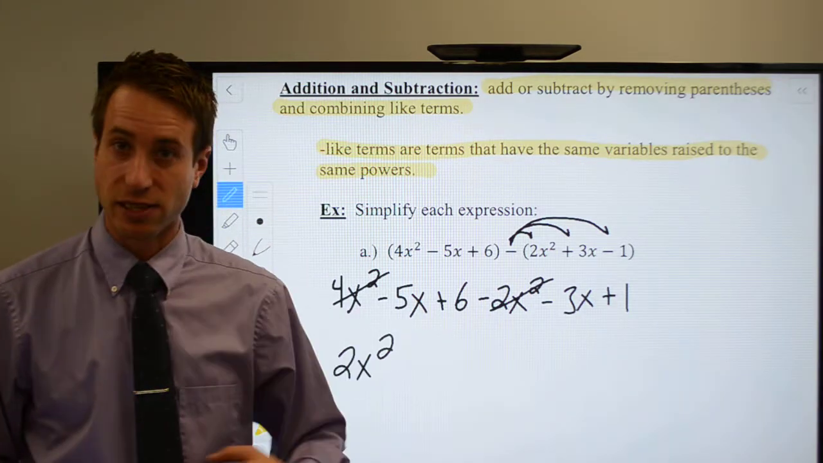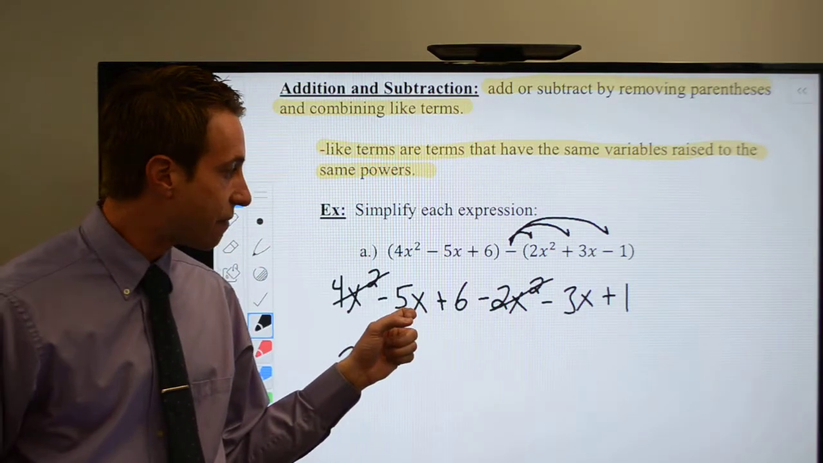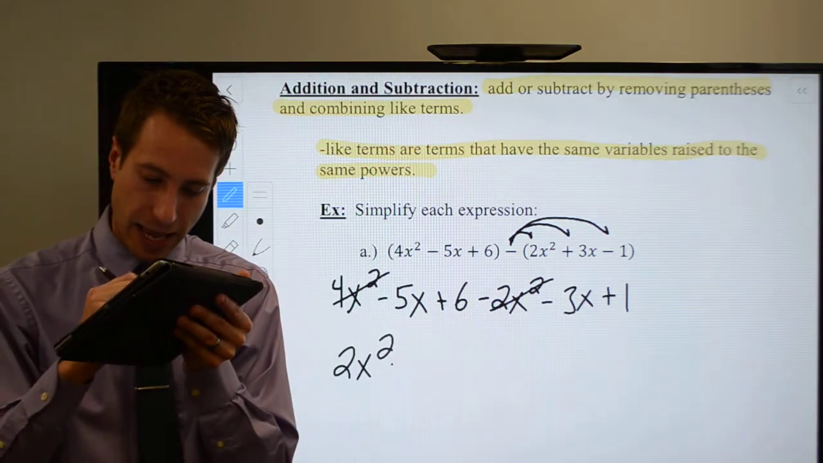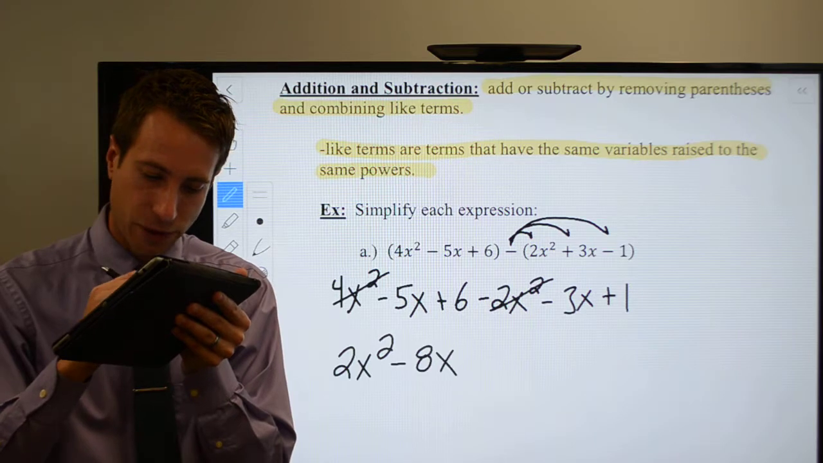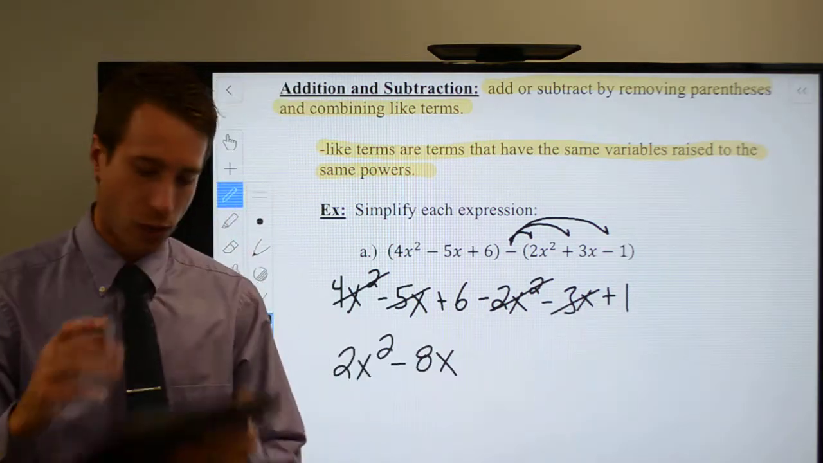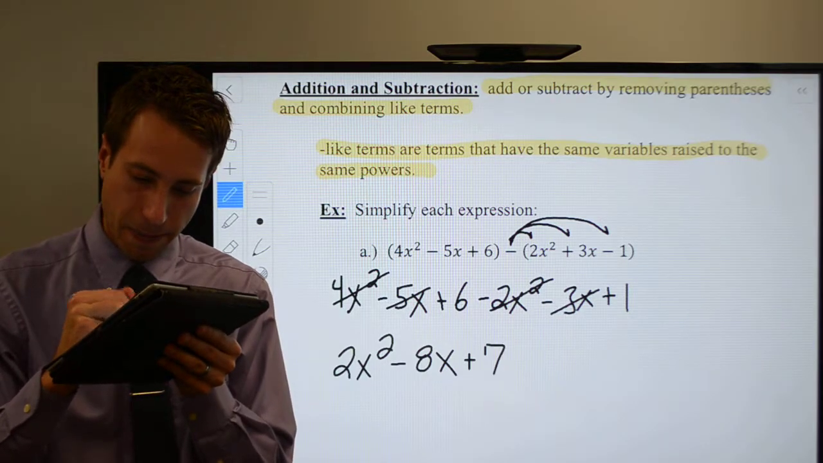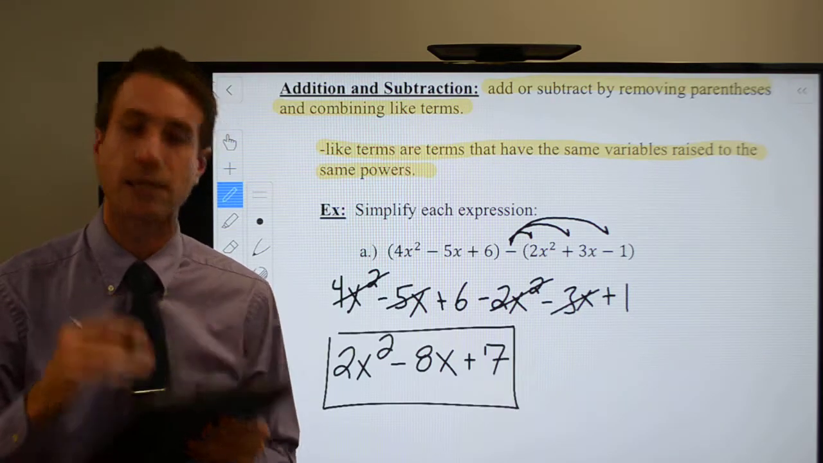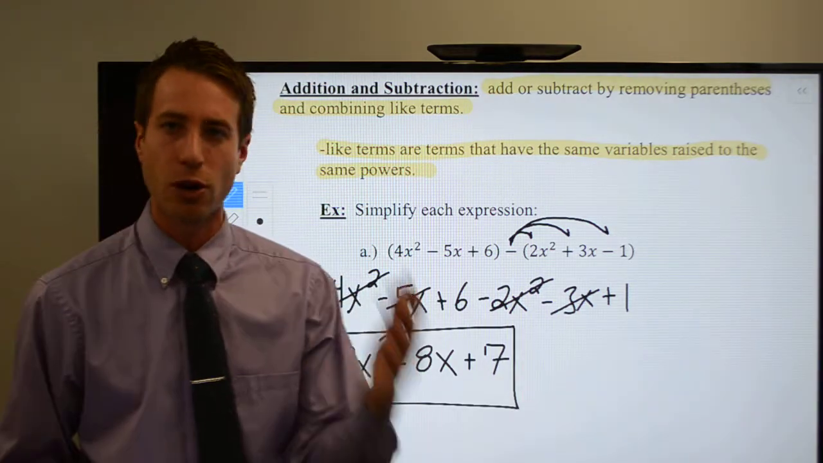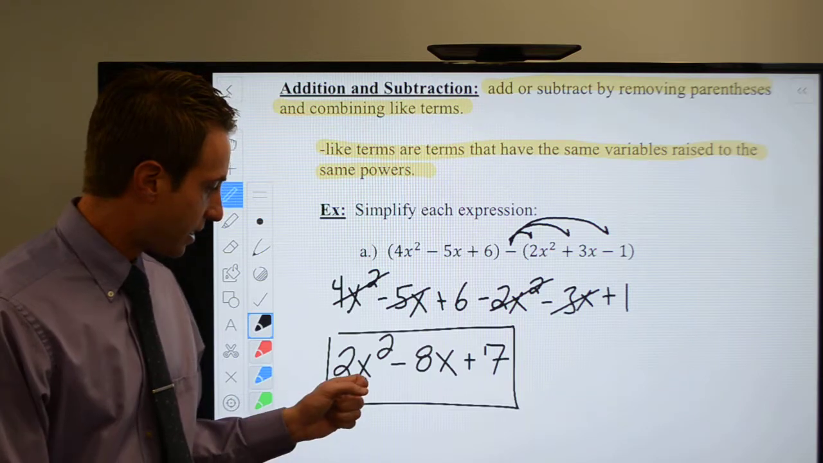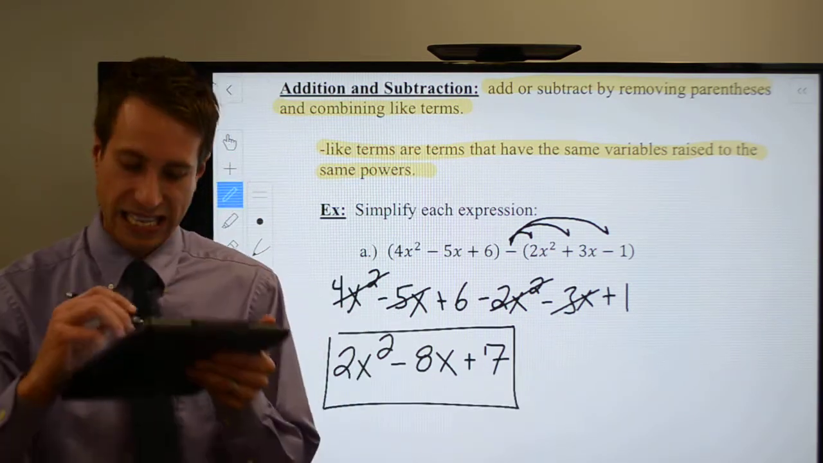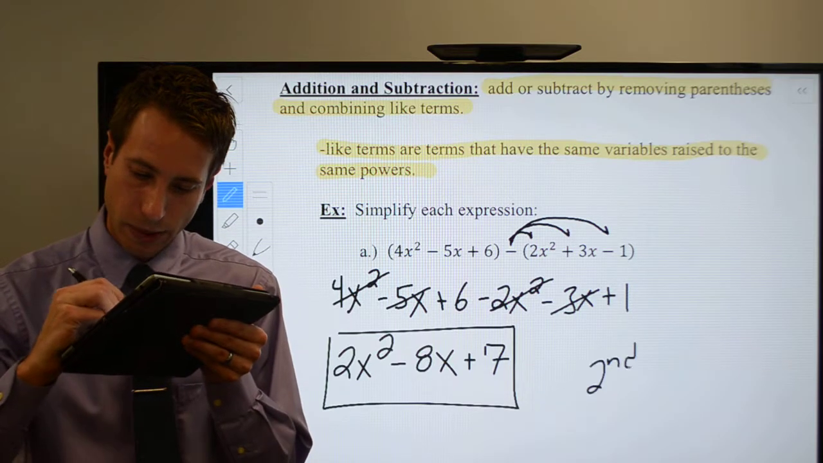Then I have x to the first power. Negative 5x, negative 3x should be negative 8x. Cross them off after you use them so you don't use them twice. And a positive 6 and a positive 1 gives me a plus 7. Okay, I have successfully subtracted those polynomials. Just real quick, go ahead and give me the degree of the polynomial just to get some practice. This is second degree, first degree, 0 degree, and so my polynomial is a second degree polynomial.